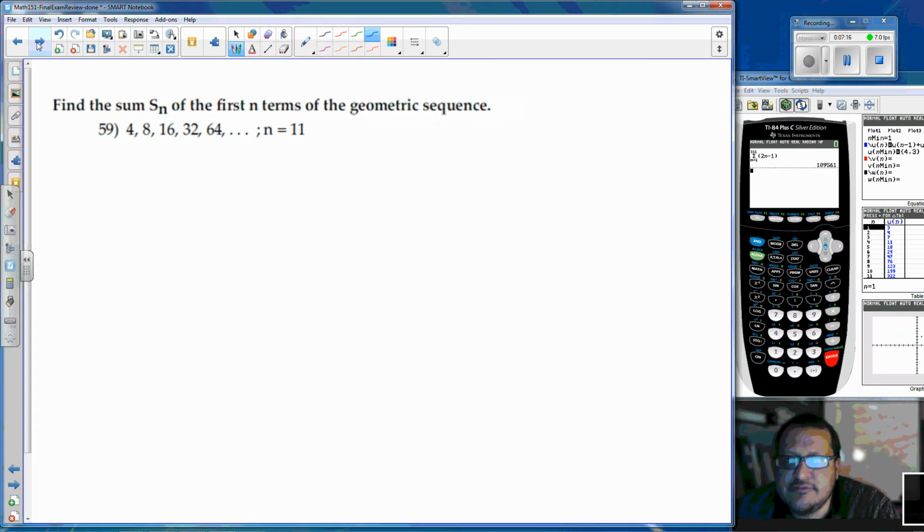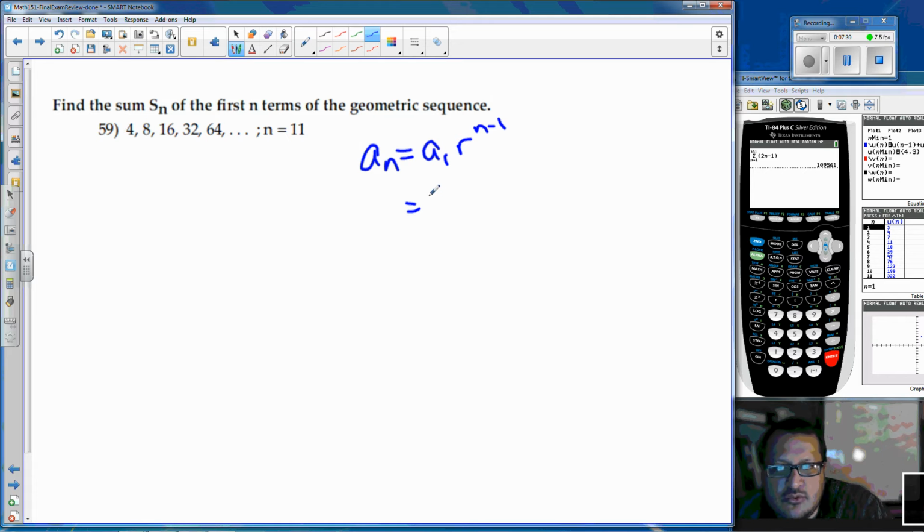Find the sum of the first n terms. So this is a geometric sequence. So a sub n is going to be a sub 1 times r to the n minus 1. The first term is 4. The ratio is this goes up by 2, this goes up by 2, that goes up by 2, and so on. So it's going to be times 2 to the n minus 1.